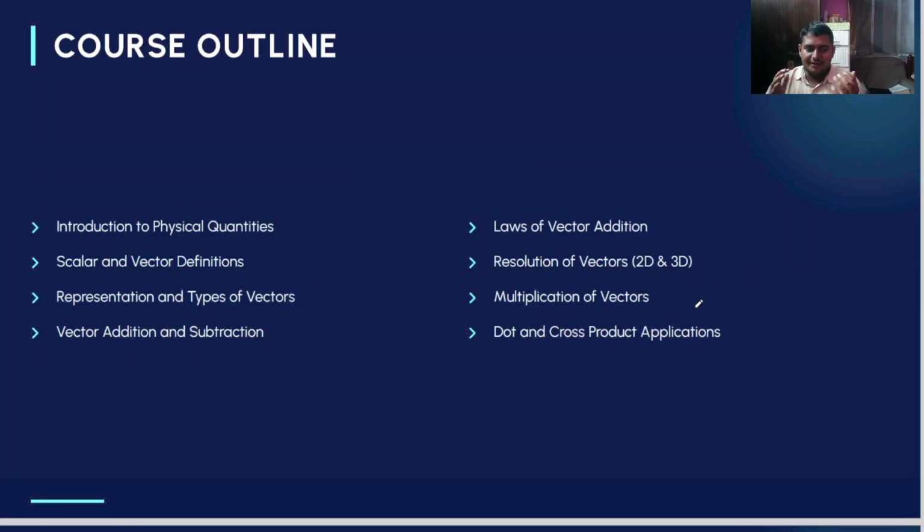Now coming to the course outline, what we will be covering in today's class. We will start with an introduction to the physical quantities, then move on to the scalar and vector definition. Afterwards, we will discuss the representation and the types of vectors, and we will cover the addition and subtraction of vectors by implementing the laws of vector addition. We will also discuss the resolution of vectors. We will also discuss the concept of multiplication of vectors, and there will be a special slide for dot product and cross product applications.